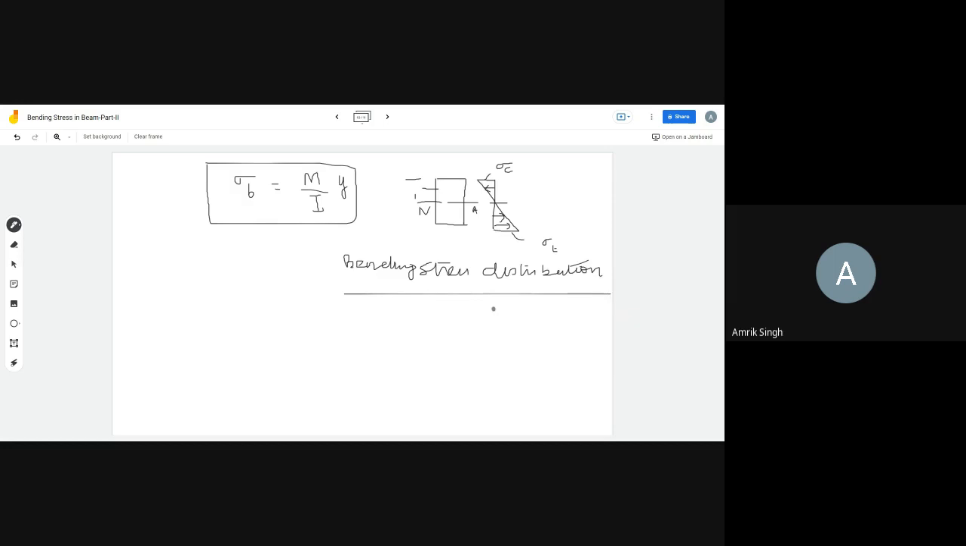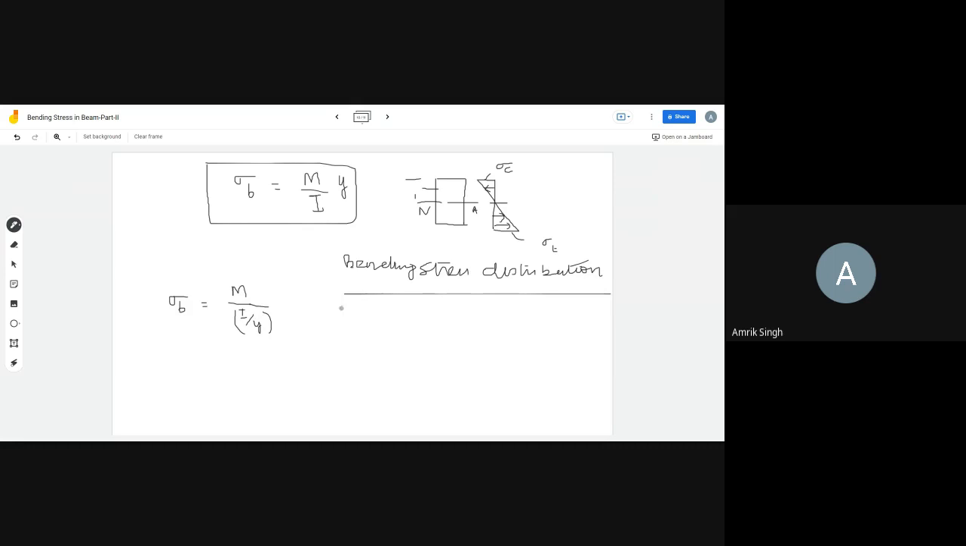Bending stress distribution. So you see it is inversely proportional to I, directly proportional to M. Okay. Now from here we can prove one important thing. That is sigma, if you write the equation like this, sigma B is equal to M upon I upon Y. You can write it like this.